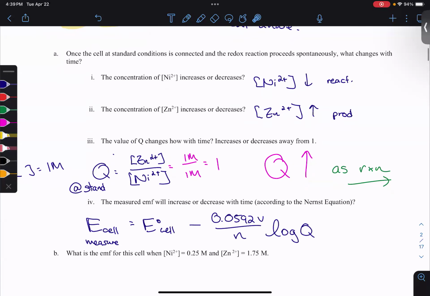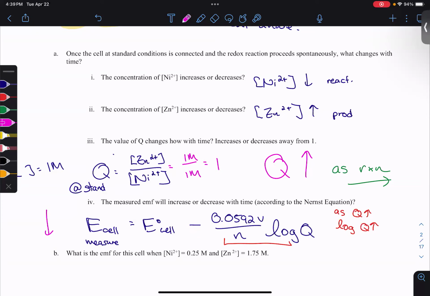So thinking about rules with logarithms, as Q increases, you can type it in on your calculator, log of Q increases, this whole term increases as Q becomes a bigger number. So basically, as Q increases, we are subtracting a larger and larger number from our standard cell potential. So how does our measured cell potential change as Q gets bigger? It goes down. Yes, it goes down. Does that make sense?